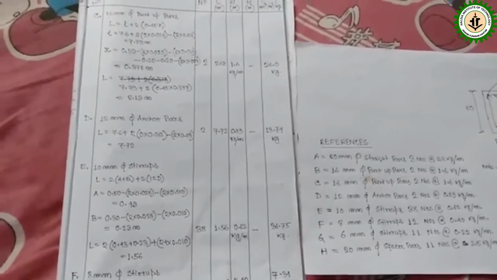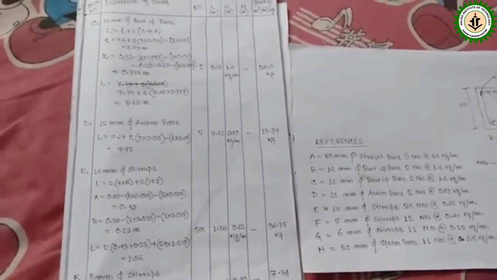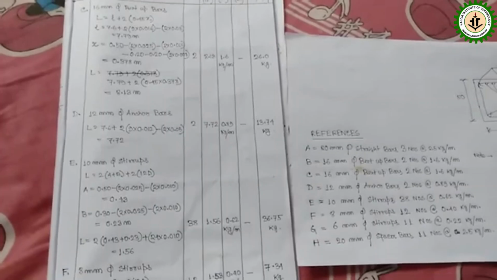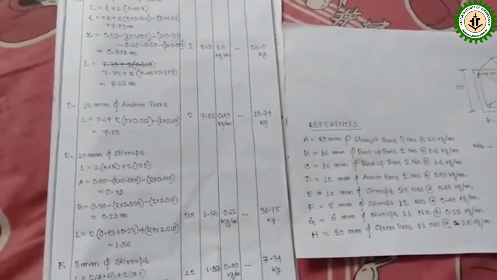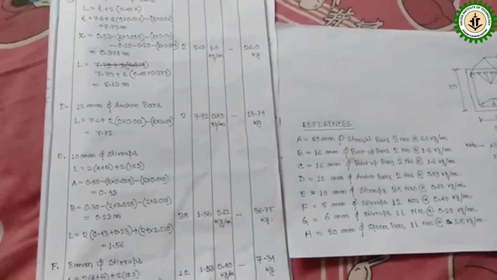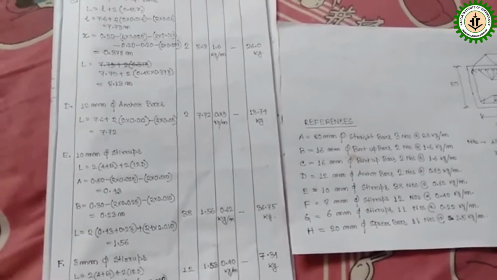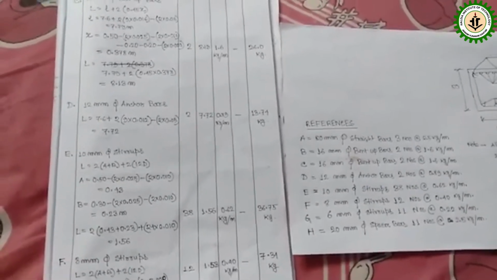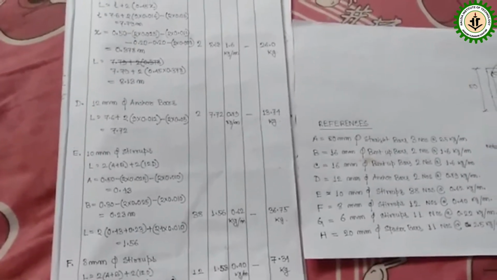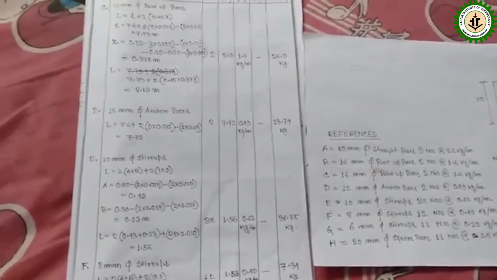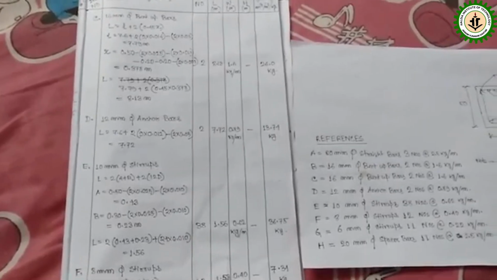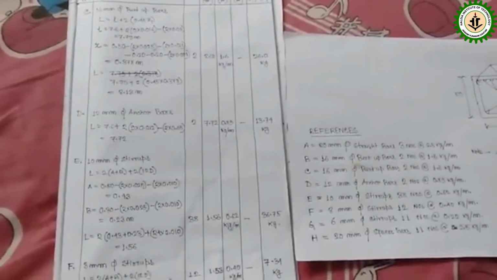Now addition of hook length is there. So 2 into 9 into D, we have to add this portion with the straight length. So the diameter is 12 millimeter. So we have to add for hook length is 2 into 9 into 0.012. So here cover distance is also same, that is 0.05 meter. From both sides we have to deduct the cover distance. So deduction will be 2 into 0.05 meter. So the length will be L equal to 7.6 plus 2 into 9 into 0.012 minus 2 into 0.05. So that is coming 7.72 meter.